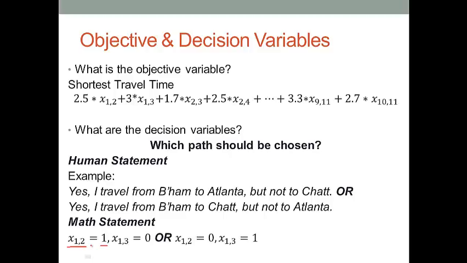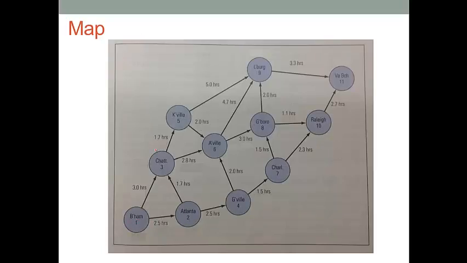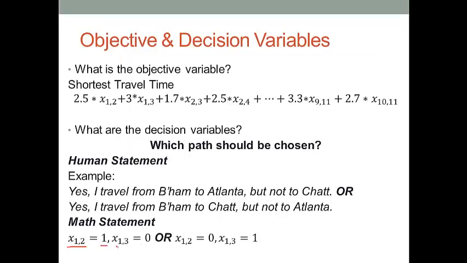We can also do the same for the path between Birmingham and Chattanooga. Let's create a variable called x sub 13. As you can see here, x sub 13. And then we want to give value 0 to x sub 13. That means we do not want to travel from Birmingham to Chattanooga. By doing this, I can translate the first possible human decision into a mathematical way. As you can see, the 2 equations at the beginning are the same as the first human decision you can see here.